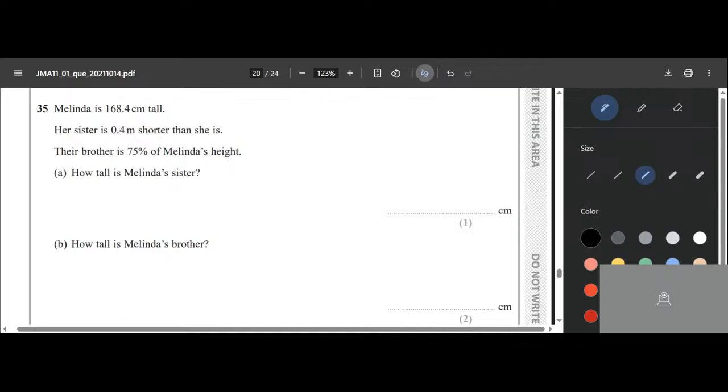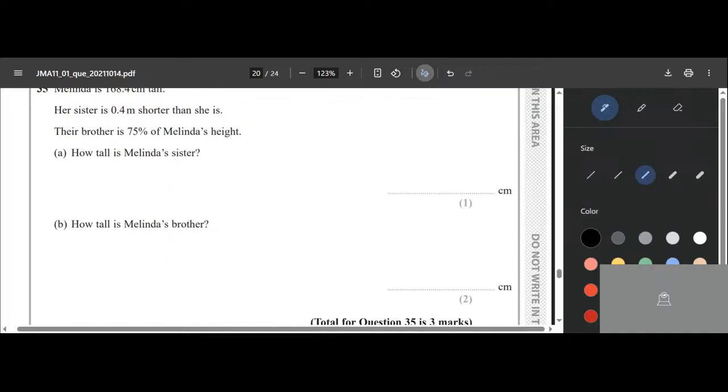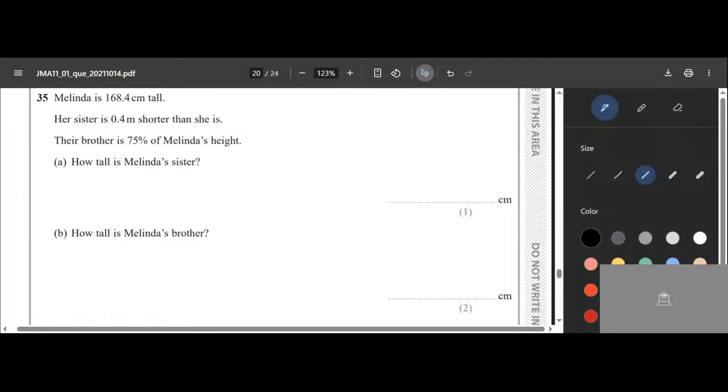Then question 35. We are left with 2 questions, so that at least we are done. Question 35, we're told that Malinde is 168.4 centimeter tall. Her sister is 0.4 shorter than she is. So you just have to subtract to know the height of the sister. So the sister is 168. Exactly. So you just subtract that directly.